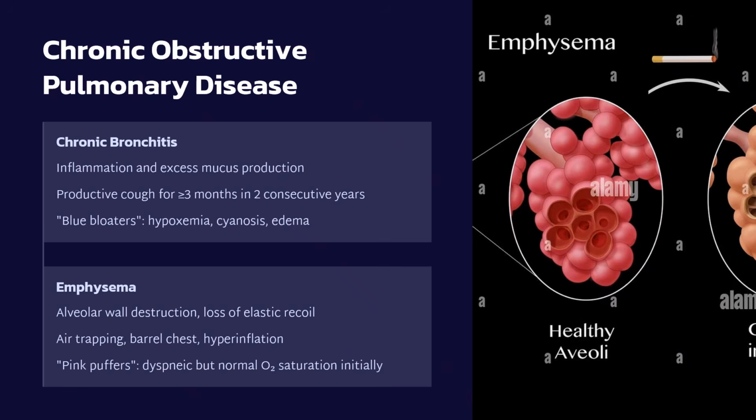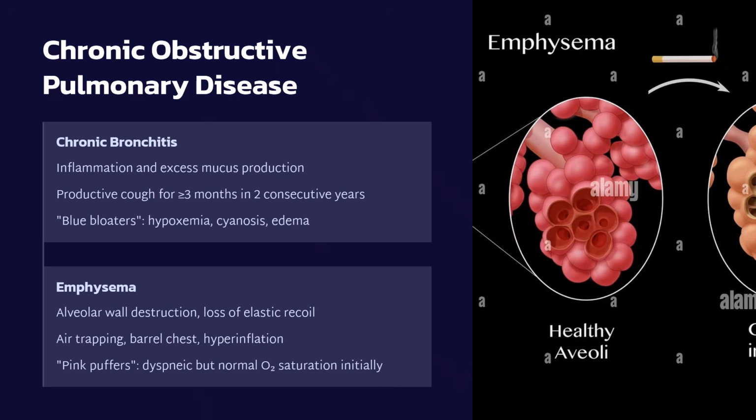One of the diseases that we'll discuss in this lecture, which is very common in adults, is your COPD. Your COPD is divided into two: your chronic bronchitis and your emphysema. Chronic bronchitis is inflammation and excess mucus production. It is usually heralded by a productive cough for more than 3 months in 2 consecutive years. They are termed blue bloaters because they have hypoxemia, cyanosis, and edema.